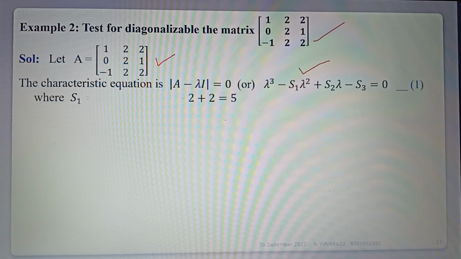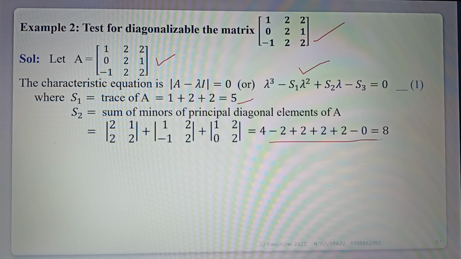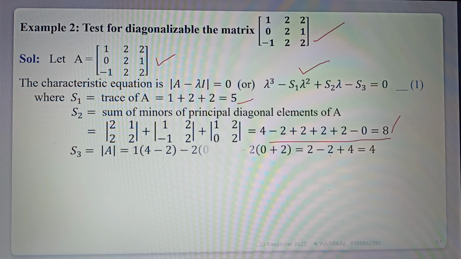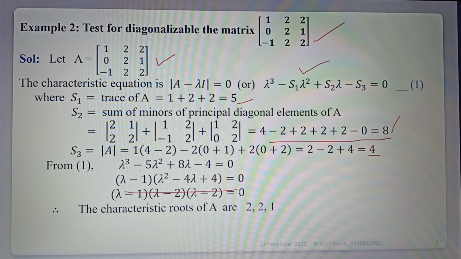Finding S1, S2, S3. S1 is equal to trace of A, 5. S2 is equal to sum of minors of diagonal elements of A, that is equal to 8. Next, S3, det of A, finding 4. Substituting S1, S2, S3 in equation 1: lambda cube minus 5 lambda square plus 8 lambda minus 4 is equal to 0. So factorization: lambda minus 1 into lambda square minus 4 lambda plus 4 is equal to 0. Again factorization: lambda minus 1 into lambda minus 2 into lambda minus 2 is equal to 0. So the eigenvalues are 2, 2, 1.